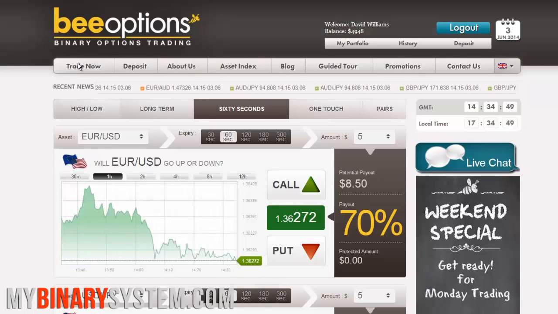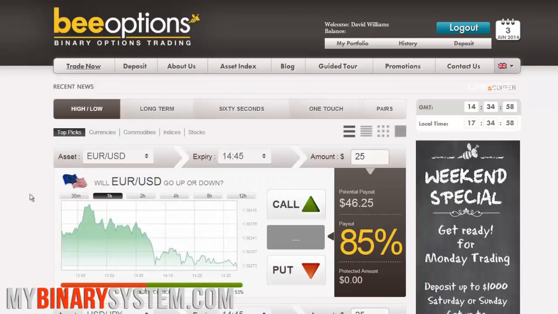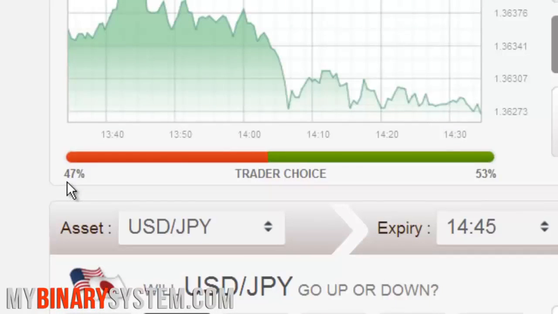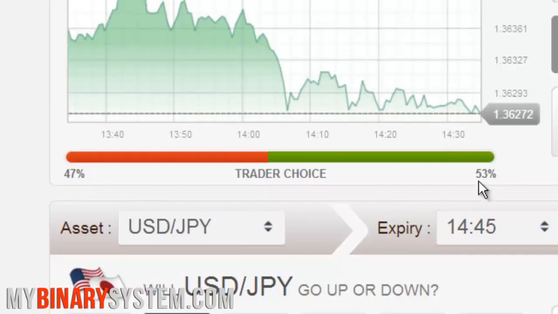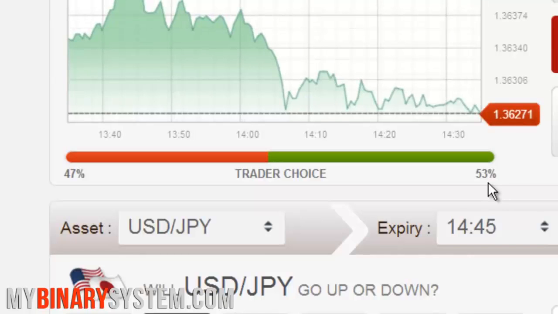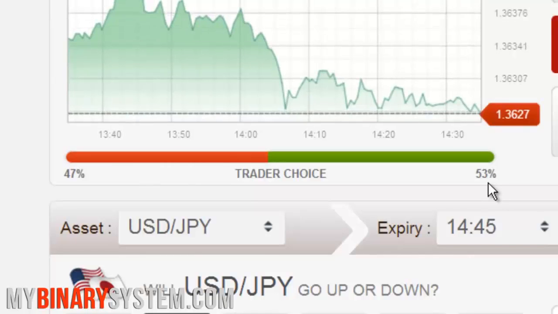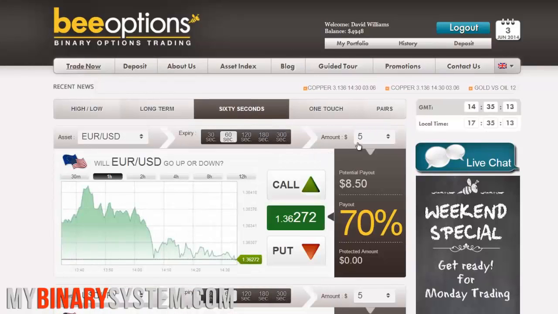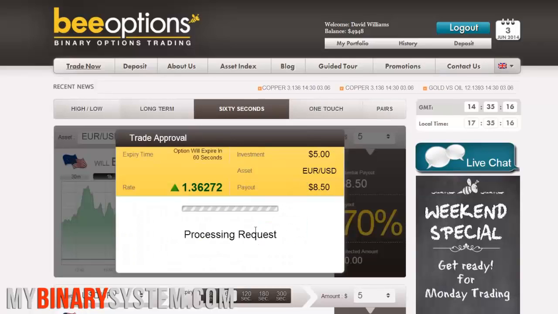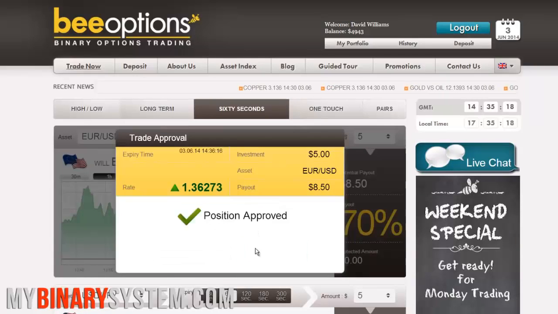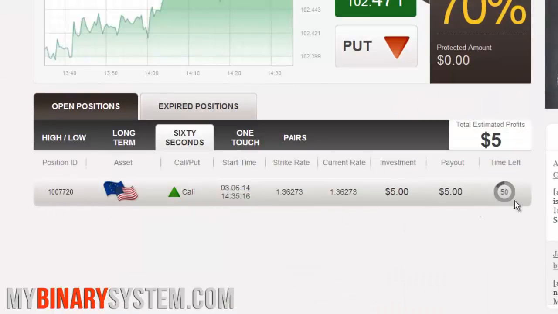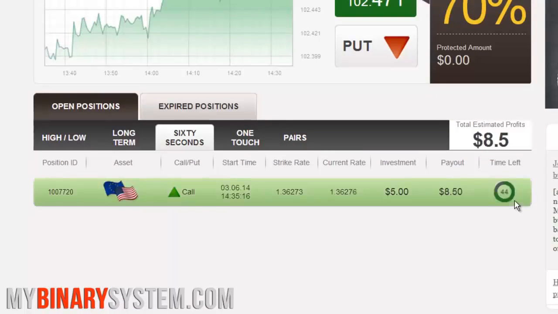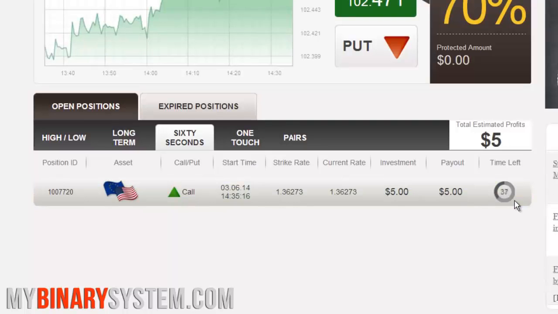We click on Trade Now to have a look at the Trader Choice tool, and once more, it's the same as it was for our previous trade. 47% of traders say the pair will go down, and 53% say that it's going up. So, once again, I quickly click on the 60 seconds tab. I make sure that the default amount is still $5. I click on the call button, apply, and finally approve. As always, we find ourselves back to the Open Positions tab, which displays the trade that I just placed.